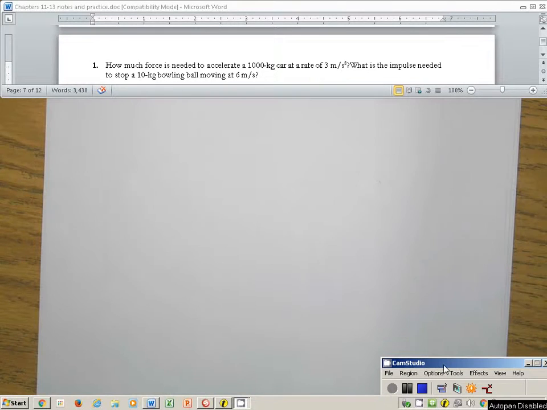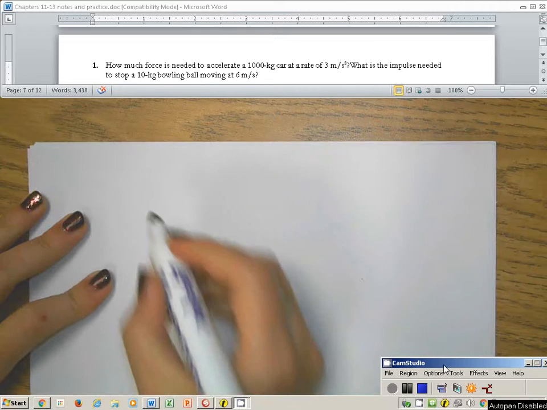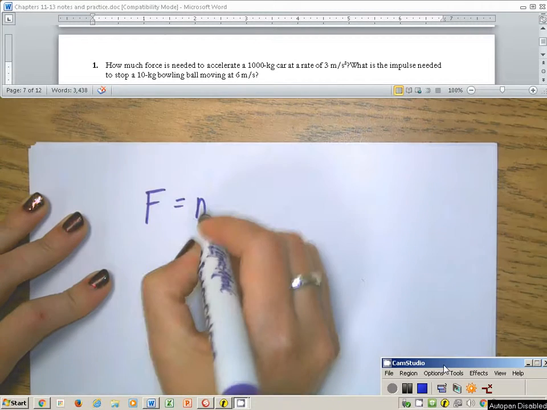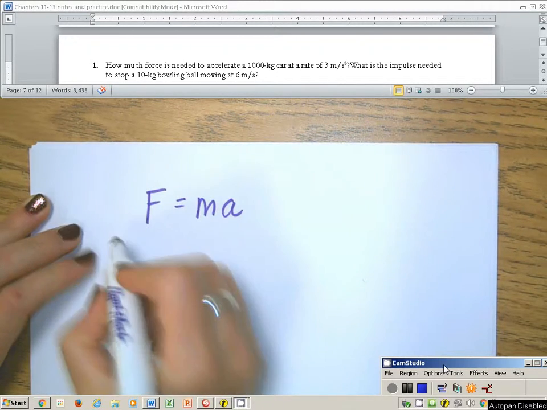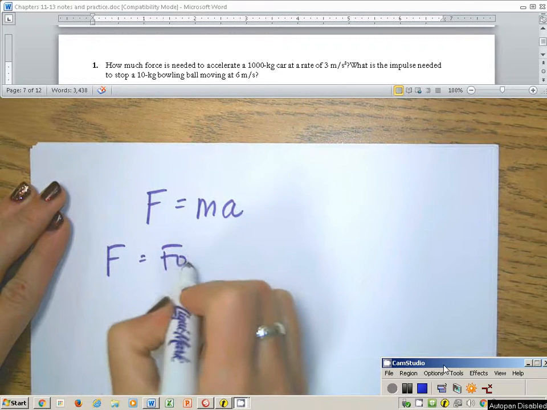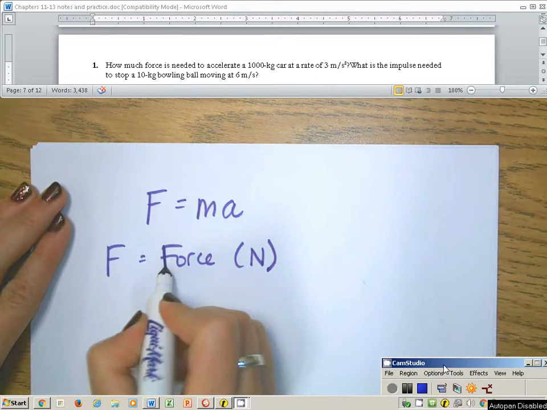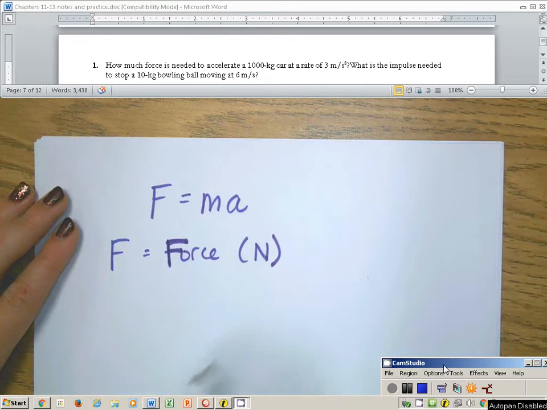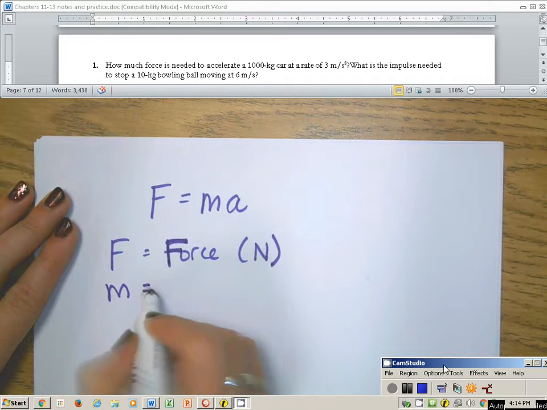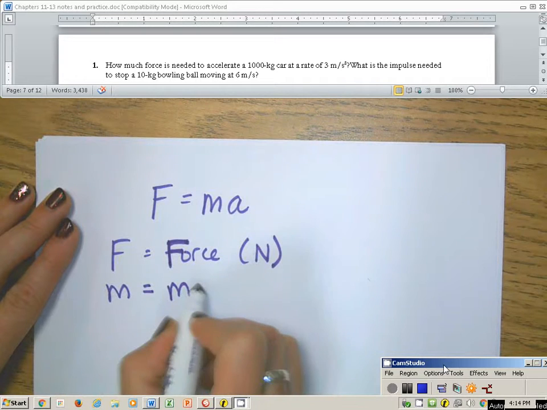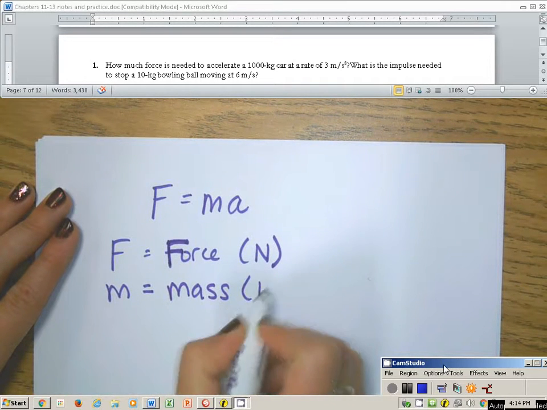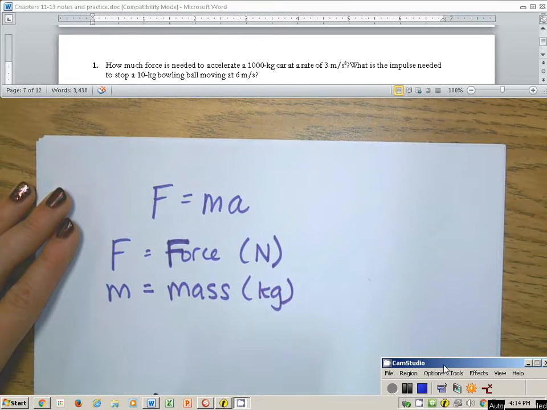Okay, we're going to work some force problems. Our formula as we work force is F is equal to ma. F stands for force, and we're going to use the unit of newtons for force. It's a capital N. This is a little m. Little m stands for mass. And when we work these problems, our mass needs to be in kilograms.